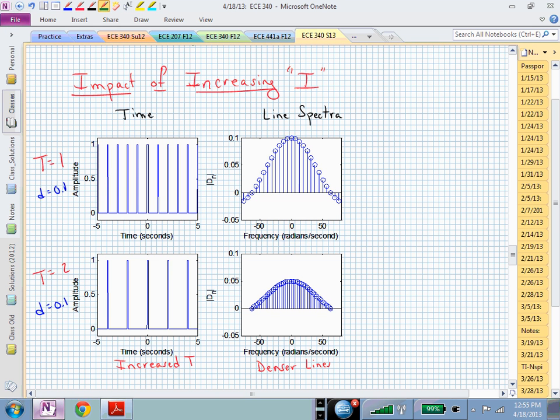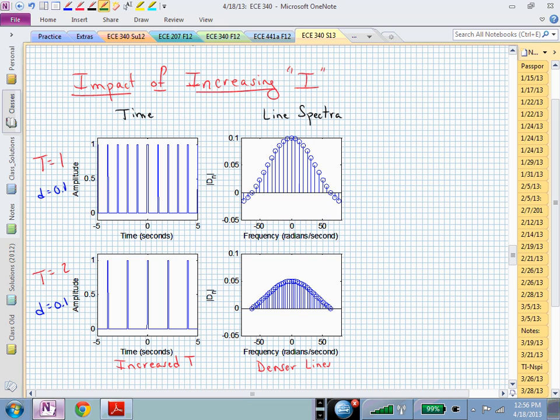That's what this is trying to say. Here we've kept D, the width of our pulse, but the duty cycle has changed. In the bottom plot, it's 0.1 over 2, and here it's 0.1 over 1. But the width of that pulse hasn't changed. It's still a tenth of a second.